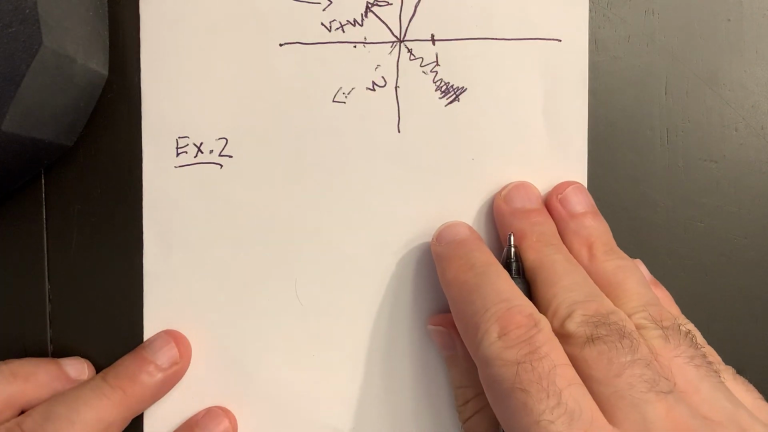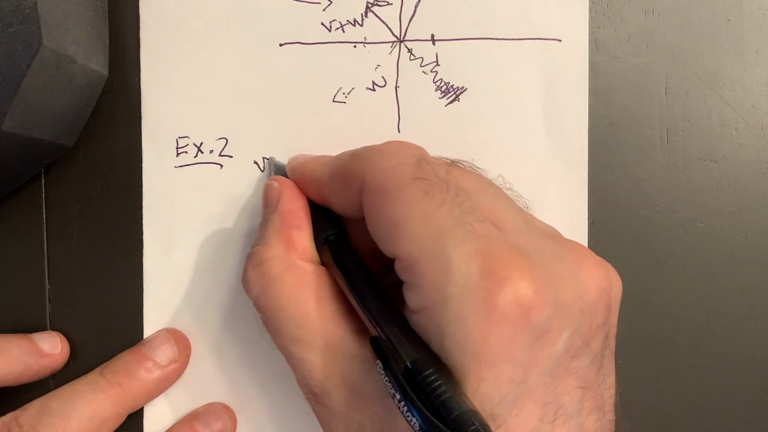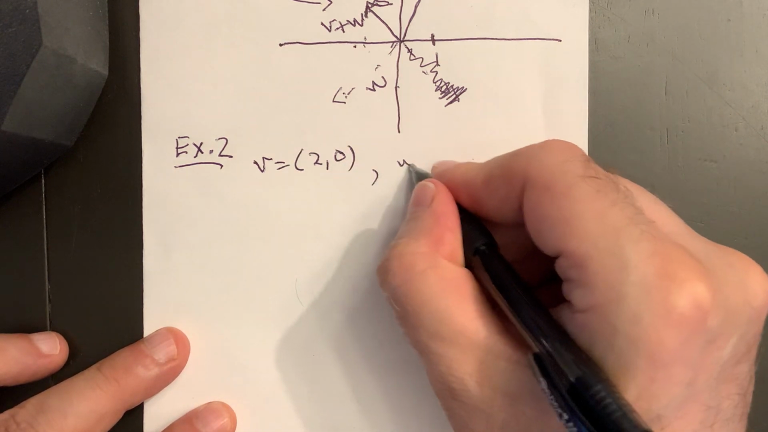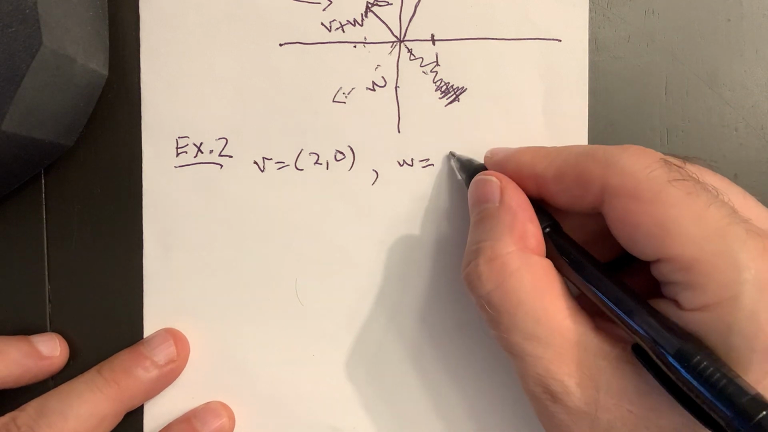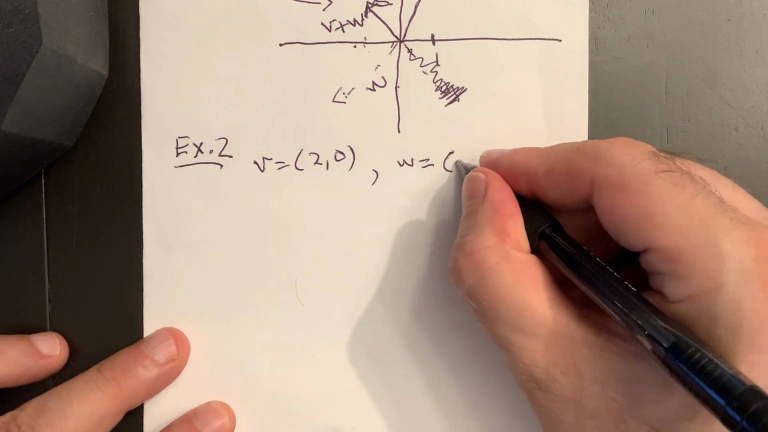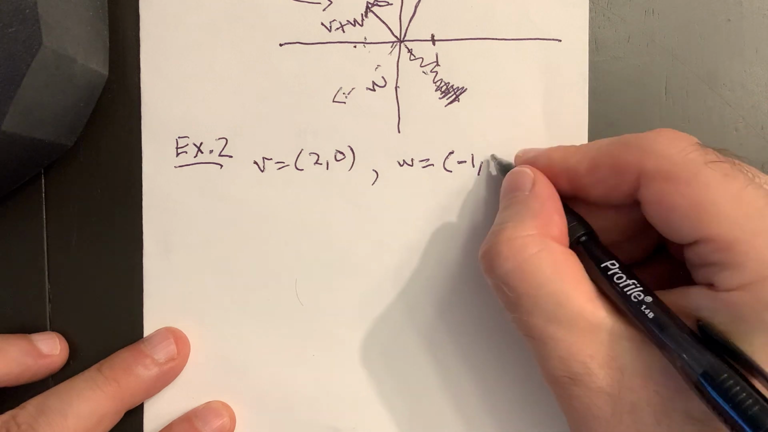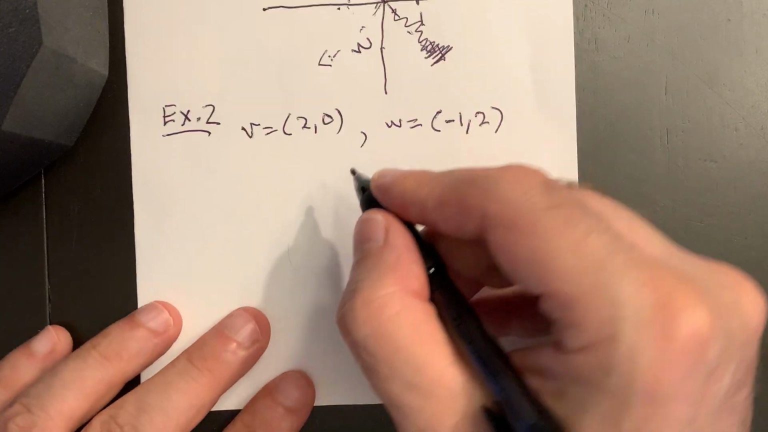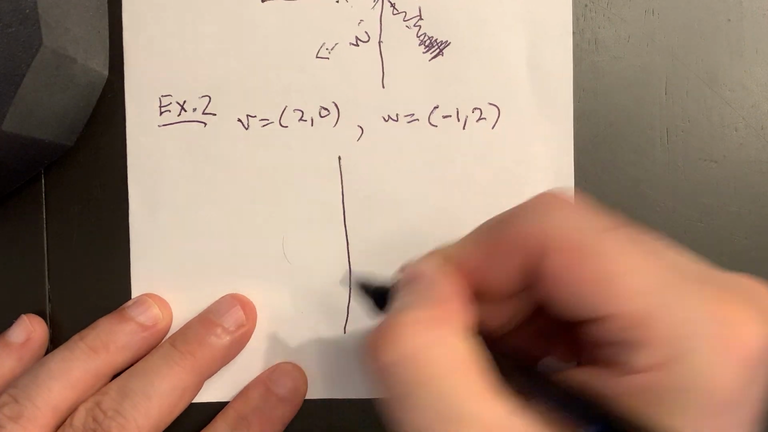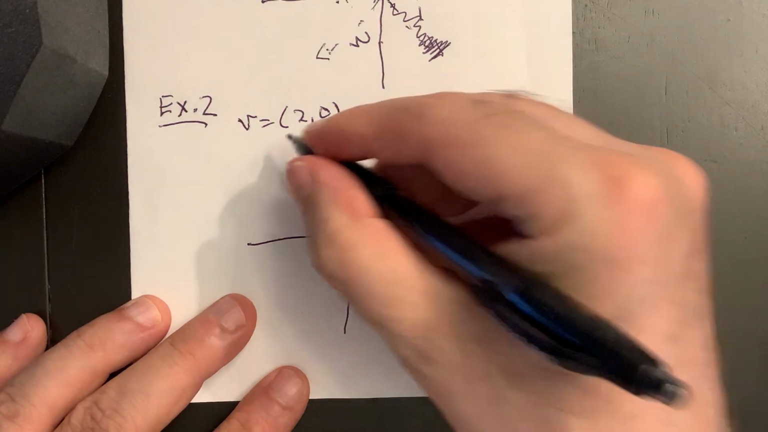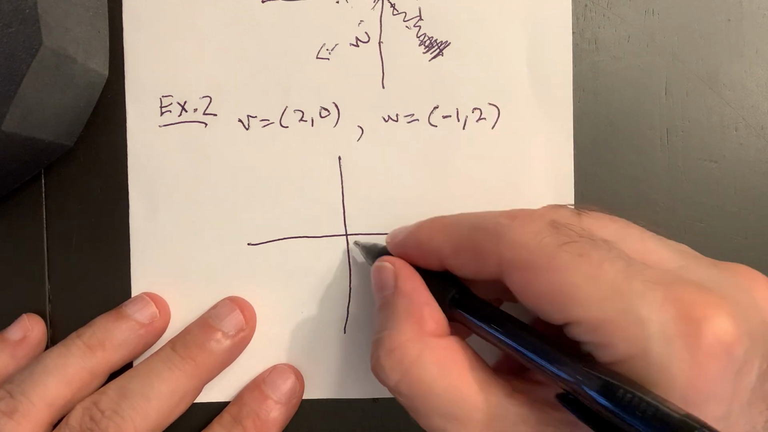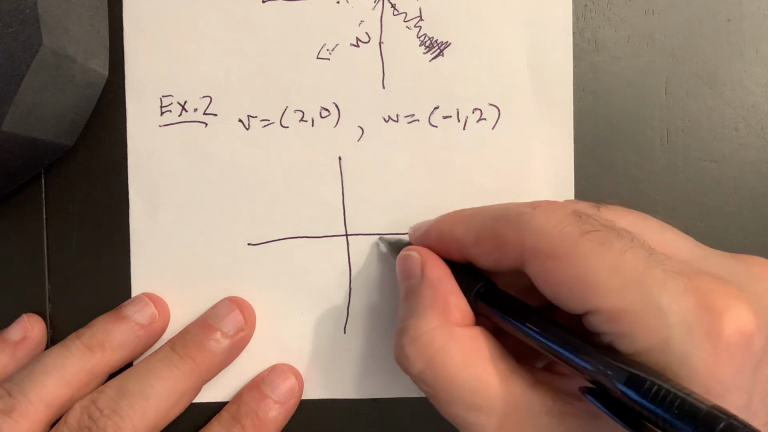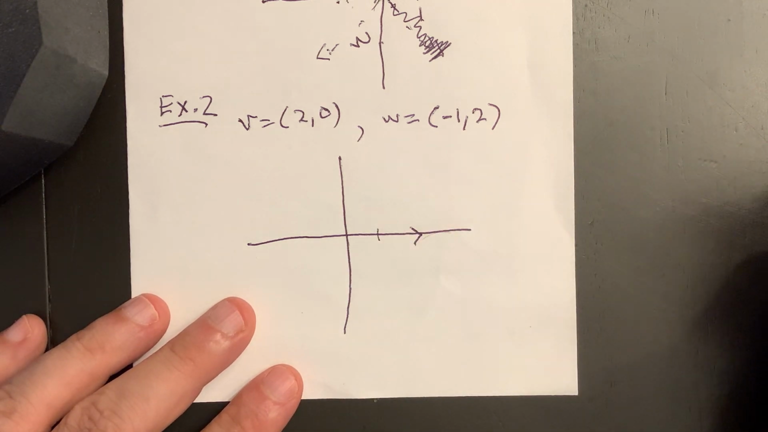Okay, so example 2, so suppose we have V equals 2, 0, and W equals, these are vectors, I don't know, -1, 2. This should be, even I should be able to do this. So let's not compute the answer until we do the graph. So 2, 0, right here, right? Something like that. Now, so those are my units there.